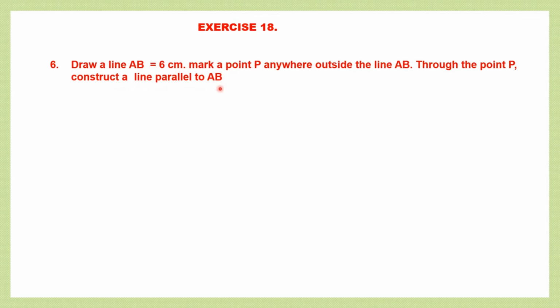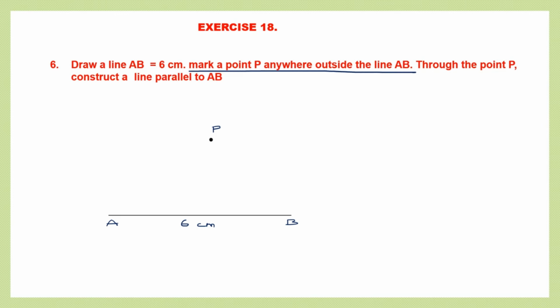So now we have to follow these points. Now first step is draw a line AB equals 6 centimeters. So we have a line here. Let's name it A and B. So this is AB. This is 6 centimeters. So you have to measure this with your ruler when you draw this. So AB is equal to 6 centimeters. Next sentence is mark a point P anywhere outside the line AB. So let's get a point there and let's mark it P, and it says anywhere outside the line AB.